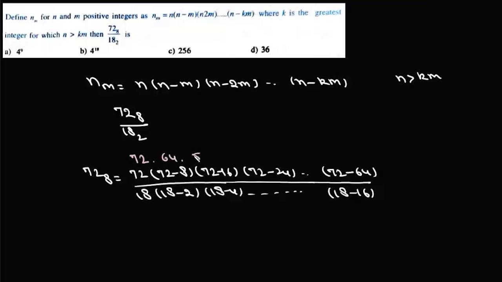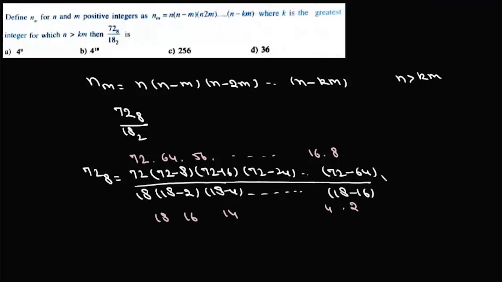64 minus 8 is 56. And this is 8. This is 16. So we have all the numbers 8, 8 into 2, 8 into 3, up to 8 into 9. And here we have 2, 4, and this is 14, 16, and 18.